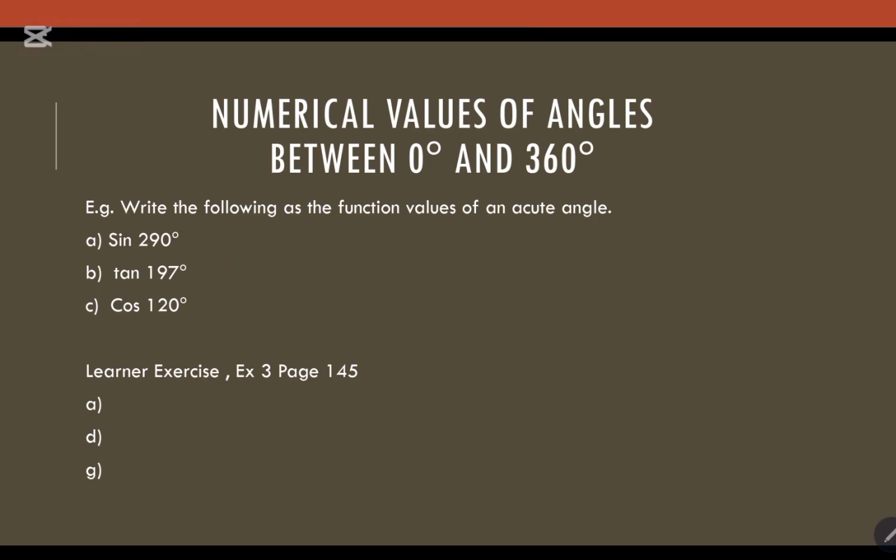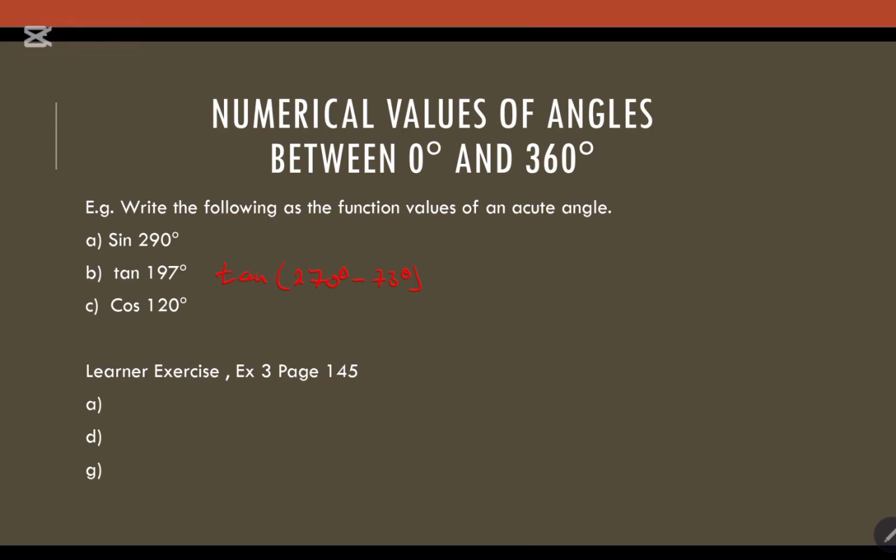We are reducing 197 degrees by 270 now. We say this can be expressed as tan of 270 degrees minus 73 degrees. Now, when you say 270 degrees minus 73 degrees, that is going to give you 197.